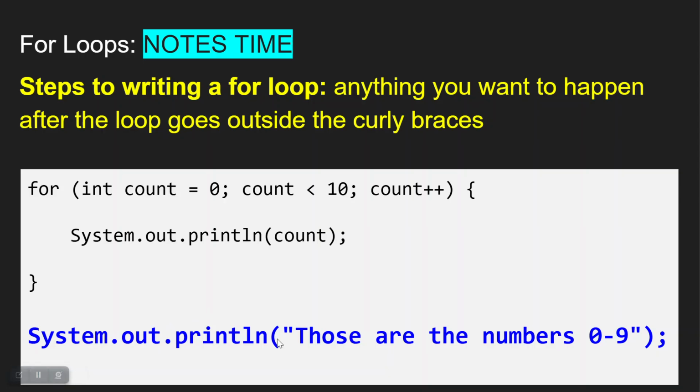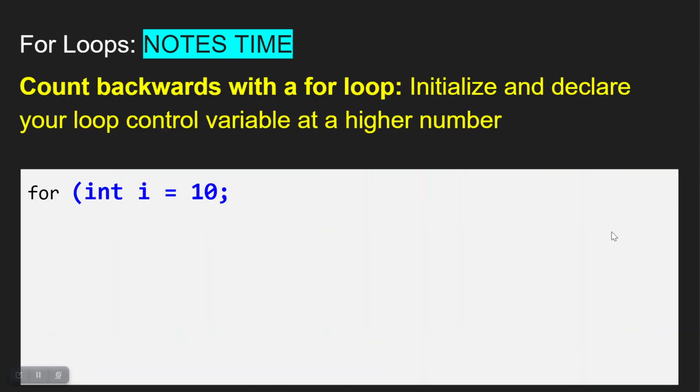So again, if I want it to print those numbers 0 through 9, that would need to go outside of those curly braces. So this just prints the count variable 0 all the way up to 9. And then when it halts, those are the numbers 0 through 9.